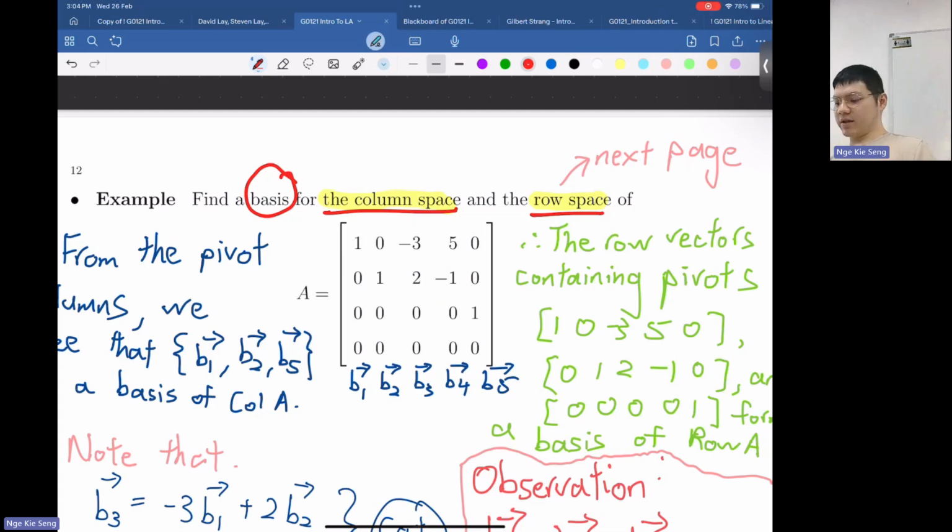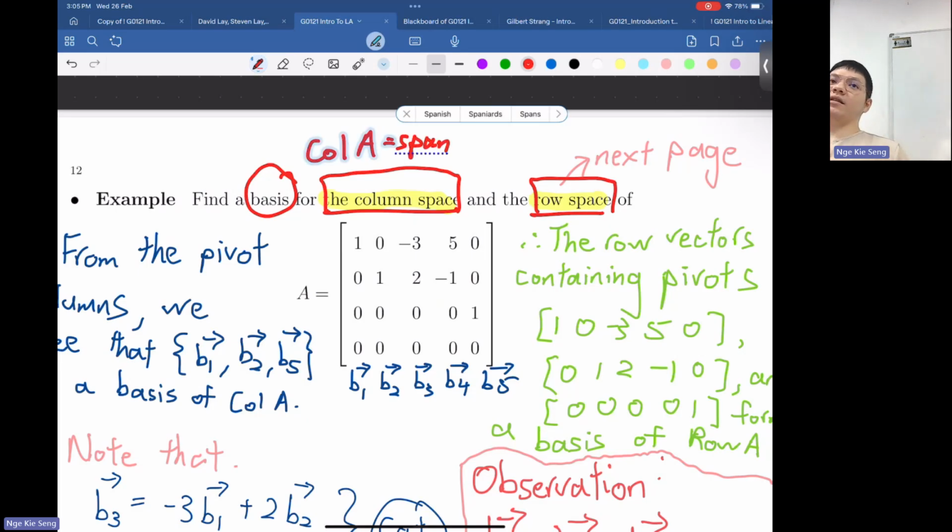So what's the subspace we consider here? One is the column space, one is the row space. Okay, so what is the column space definition? The keyword here is span. Col A equals the span of some column vectors. So what are the column vectors here? Basically you need to split your A into columns, and there are 5 of them here. So it's a span of 5 vectors.